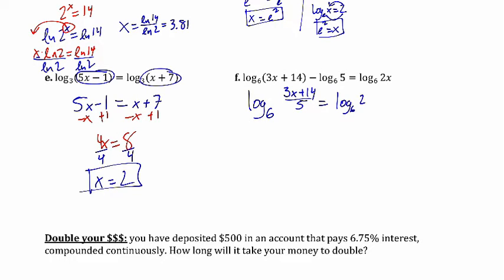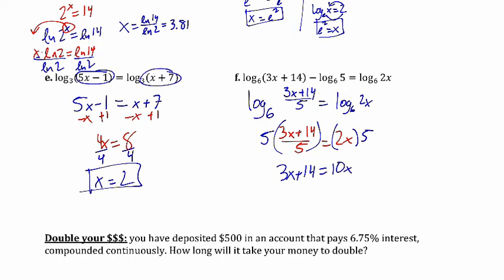Equals log base 6 of 2x. Now we have log base 6 on one side and log base 6 on the other. So we end up just using the one-to-one property and saying 3x plus 14 divided by 5 equals 2x. Now to start solving for x, let's get rid of that fraction. So let's multiply both sides by 5. We have 3x plus 14 equals 10x.